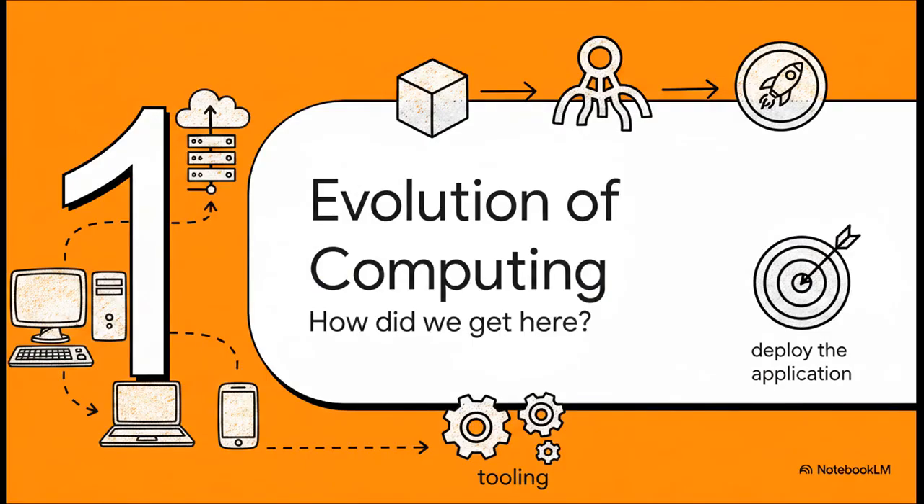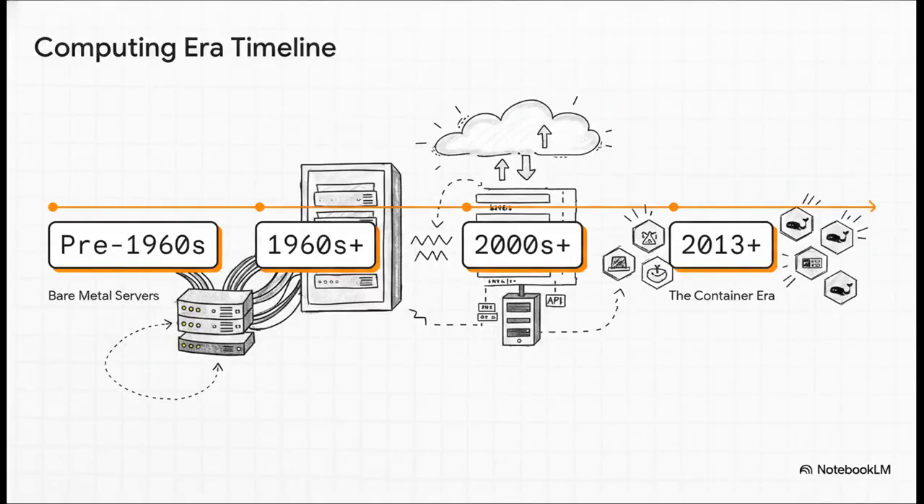Section 1, the evolution of computing. How did we get here? Before we even touch orchestrators, we've got to anchor our story to the ultimate enterprise goal, and that is simply to deploy the application. The tools have completely transformed, but that core goal remains exactly the same.